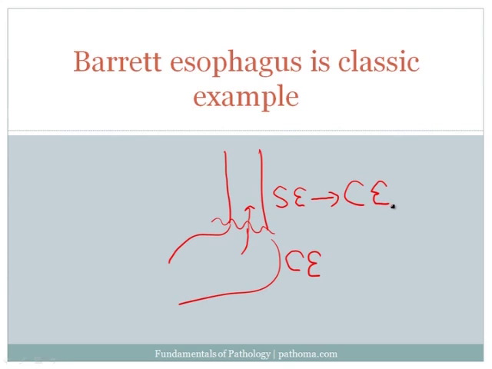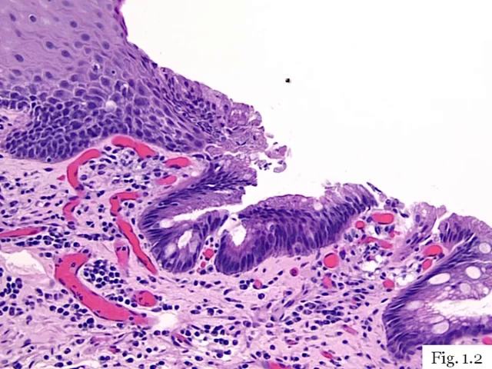And the idea here is that columnar epithelium is much better suited to handle acid, and so when acid shoots up from the stomach into the lower esophagus, the cells in the lower esophagus basically change from squamous to columnar in order to better deal with the stress of acid. And this change to columnar epithelium, this metaplasia, is called Barrett's esophagus, and it's a classic example of metaplasia.